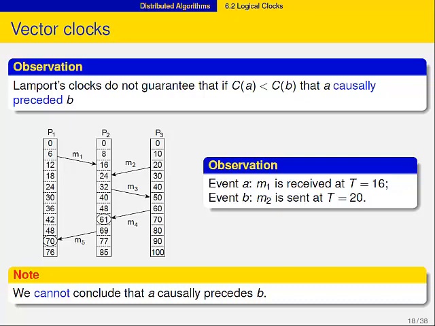Okay? So this is an important observation. If you take 2 events, you see the timestamps, you cannot conclude that if this timestamp was lower than this one, that A caused B. Or that there's even a causal relationship between the 2. Here you see a very simple example. You see M1 and M2, okay? M1 was sent over here, received at 16. M2 was sent at 20 and received at 24. You cannot say anything about any relationship between these 2. In fact, these are 2 completely independent messages.